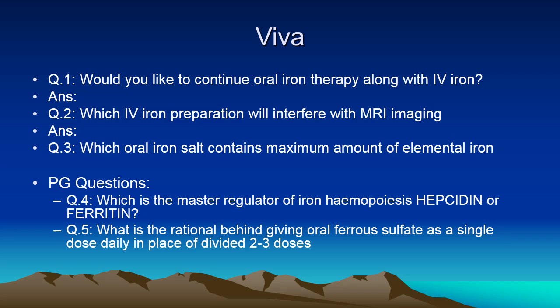Now, this finishes the discussion. Possible viva questions could be: Question 1, would you like to continue oral iron therapy along with iron preparation? Question 2, which iron preparation will interfere with MRI imaging? Question 3, which oral iron salt contains the maximum amount of elemental iron? PGs may also be involved, and for them question 4 is: which is the master regulator of iron homeostasis, hepcidin or ferritin? And question 5, what is the rationale behind giving oral ferrous sulfate as a single dose daily in place of divided 2 to 3 doses?